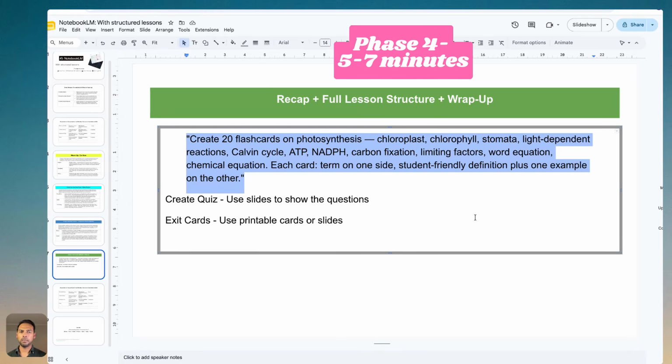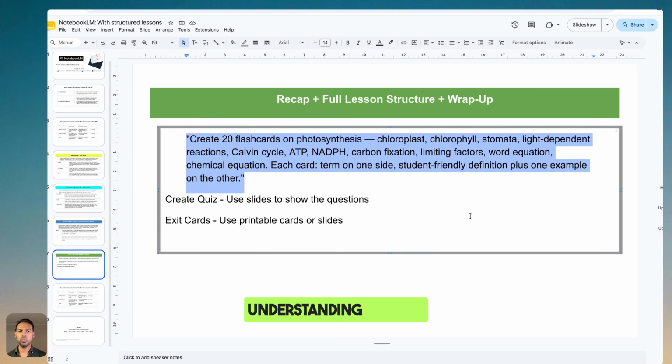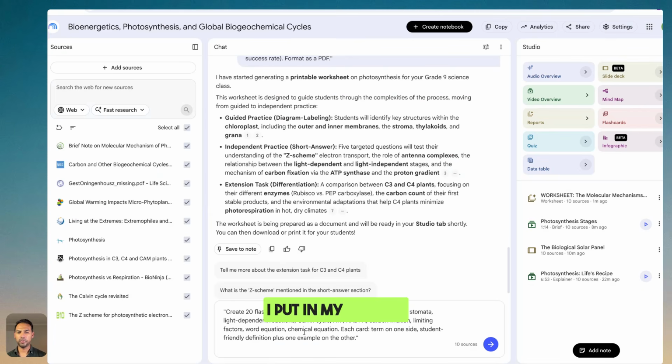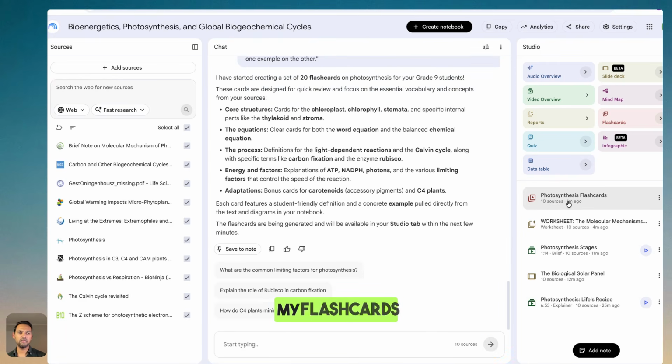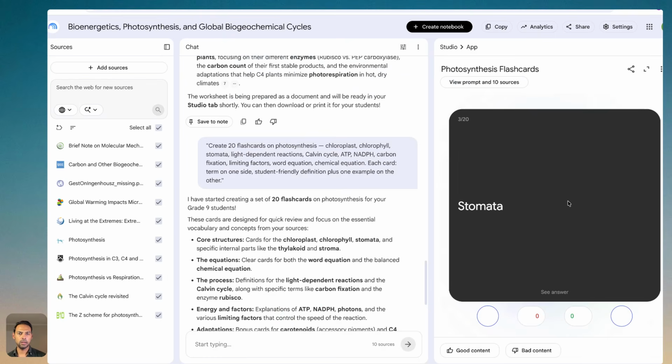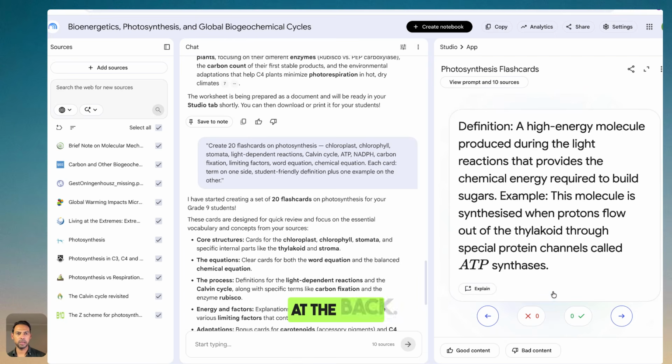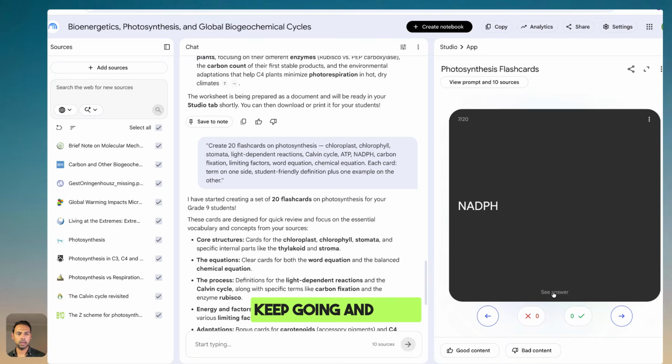Phase 4 is your recap. In the final routine, you can check students' understanding weekly or monthly. For discussion purposes, I'm going to use flashcards generated from the same notebook for retrieval practice. So I'll go to NotebookLM, I'll put in my prompt, and I'll click on submit. So now here are my flashcards for my recap. So if you click on each of these flashcards, they'll give you a concept and the answers are at the back. So keep going and click on the answer.